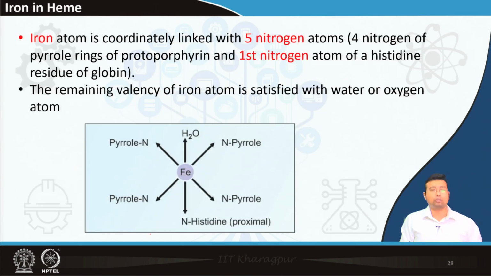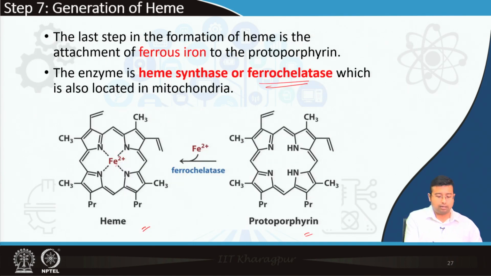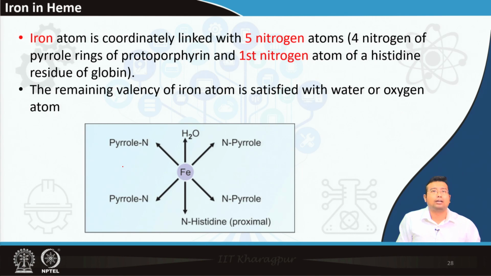All right. So, if we look into the valency of iron, it is actually attached to the 4 nitrogens, okay, and the fifth nitrogen atom of histidine, and the remaining valency is satisfied with either water or oxygen atom, since the role of iron is to carry oxygen in heme.